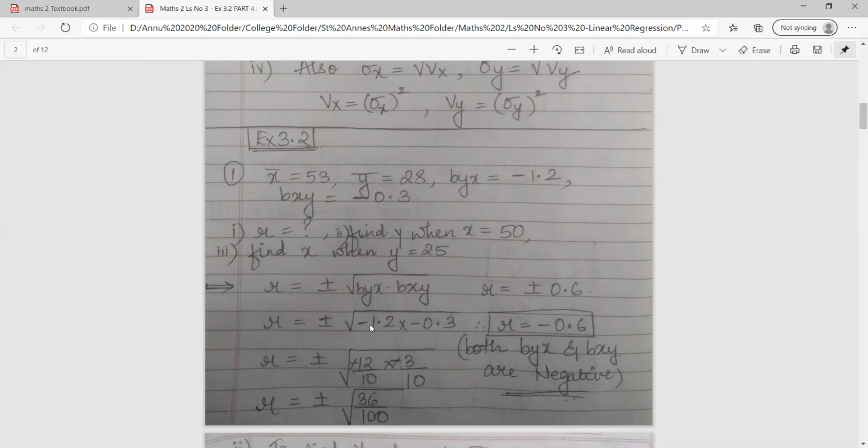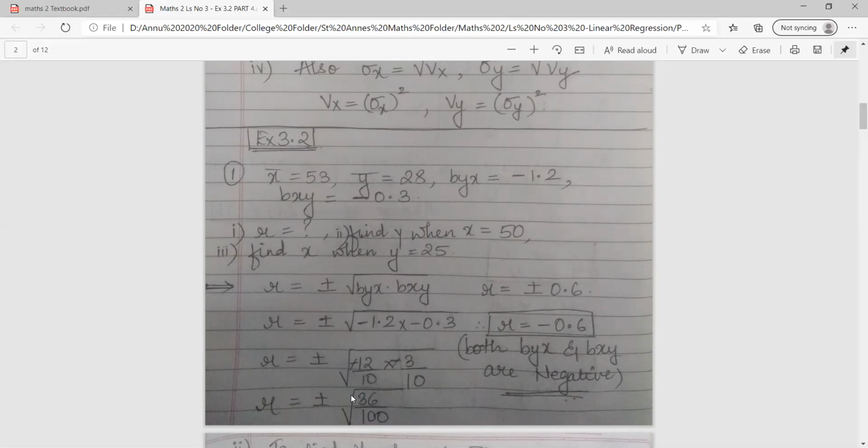Now always class, remember whenever you see decimals, please remove the decimal like this. So I've written minus 12 upon 10 into minus 3 upon 10. Don't do the cutting, minus minus will get cancelled. 12 threes are 36, 10 tens are 100. Now 36 and 100 both have their roots, right? The root of 36 is 6 and of 100 is 10. So the answer is plus minus 6 by 10. So 6 by 10 is 0.6.